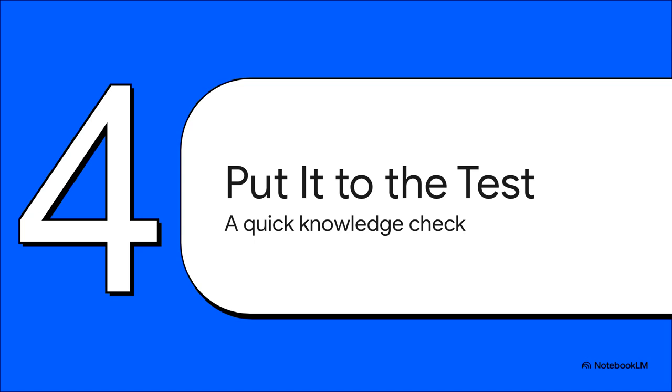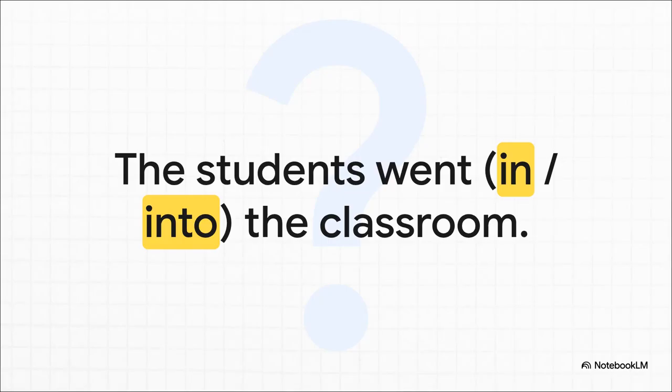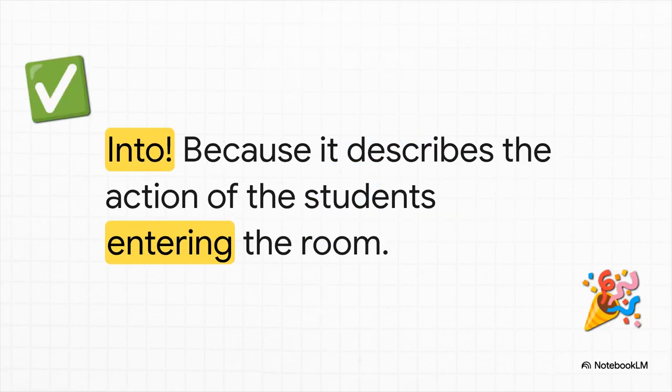Okay, you've learned the rules, so what do you say we put that new knowledge to the test? Let's do a couple of quick questions and see how you do. All right, first one up. The students went in or into the classroom. Take a second. Think about it. Is this about a position or is it about an action? You got it. It's into. Perfect. It's because it shows the action of the students entering the room. They're moving from outside to inside. Great job if you got that.